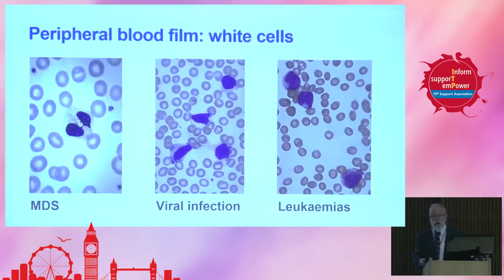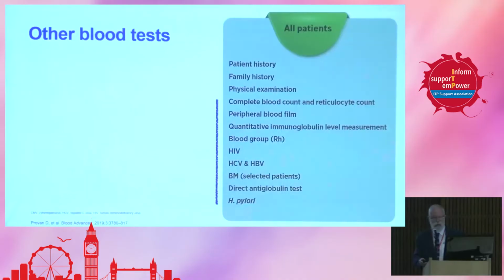And then we look at your white cells. We want to make sure you haven't got something more sinister underlying, like leukemia with very abnormal cells, or myelodysplasia, which is not uncommon, and then maybe angry looking lymphocytes if there's a virus you've had, which might tie in with your low platelet count.